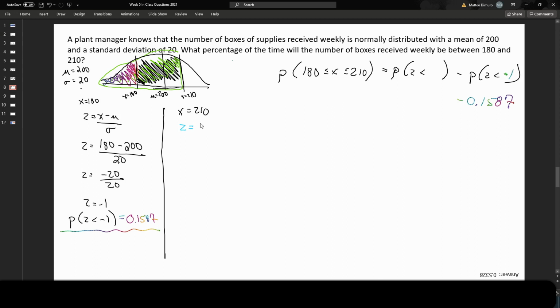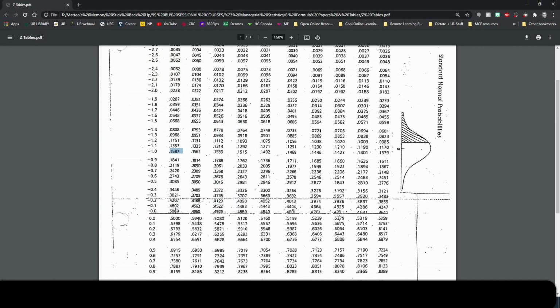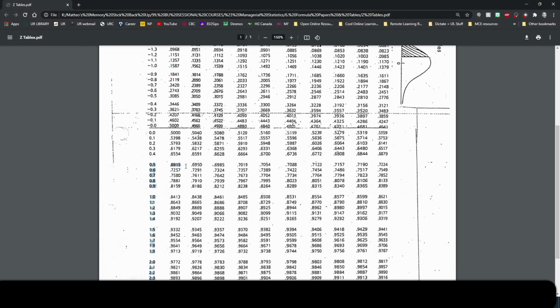So now we're doing an x value of 210. Plugging in all the numbers, type away on your calculator, but you're going to get 10 over 20, which is 1/2 or 0.5. So we're looking for probability that z is less than 0.5. We'll bring up the z-scores, and 0.50 is 0.6915.